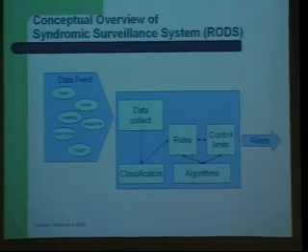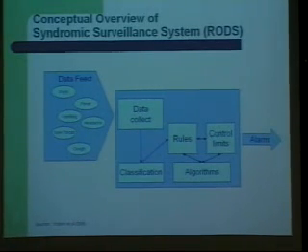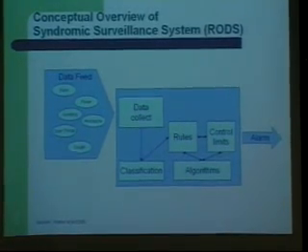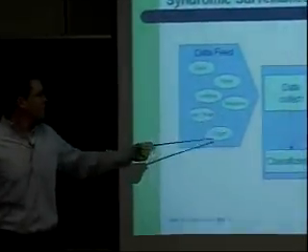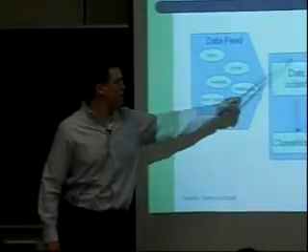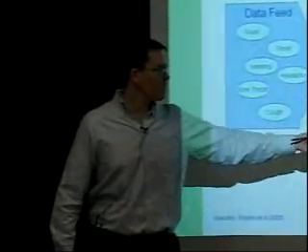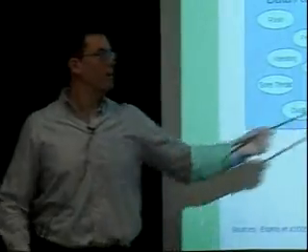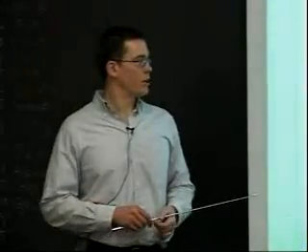Shows a conceptual overview of a syndromic surveillance system. This is based on a specific system called RODS, Real-Time Outbreak Disease Surveillance. Basically, we're looking at a data feed of different types of symptoms and syndromes occurring in the population. Those are collected by a data collection module, classified into certain types of diseases, possible diseases, rules and algorithms working in conjunction with control limits will signal an alarm if certain levels are reached.